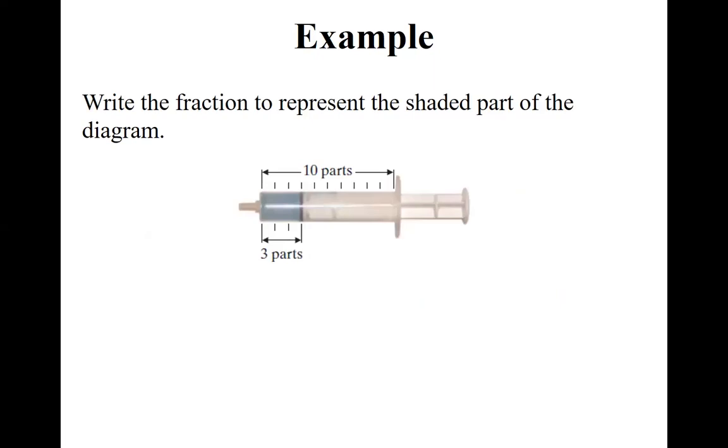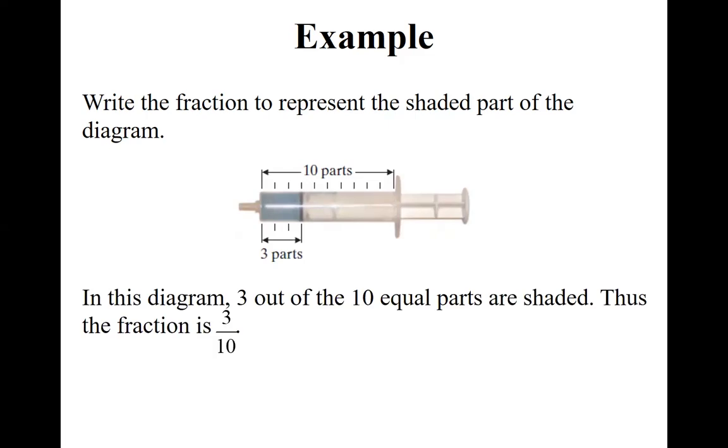A more real-life example: write a fraction to represent the shaded part of the diagram. This is medical. We have a syringe. The liquid holding space is divided into 10 equal parts. The liquid in the syringe is 3 of those equal parts. So 3 out of the 10 total capacity parts are being used. So 3 out of 10 is the fraction 3/10.